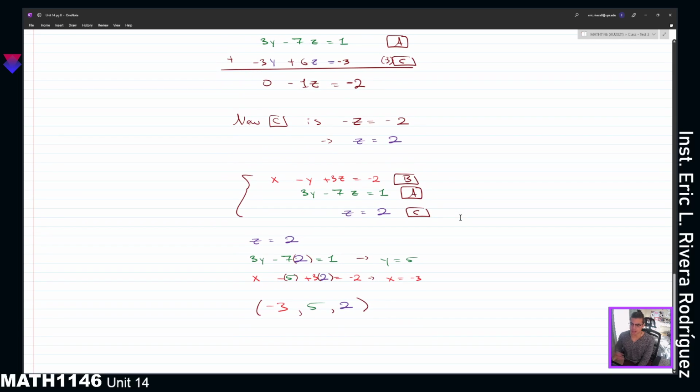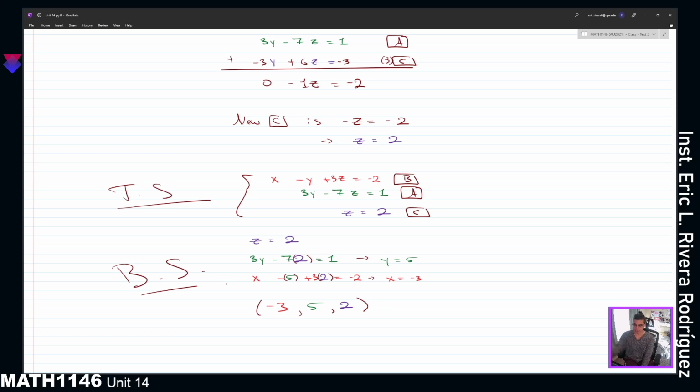Then I updated again the triangular shape, or the 3x3 system. Now we have a triangular shape. Once we have a triangular shape, we can do back substitution, okay? So triangular shape here, and then back substitution below. Back substitution, I start with the equation with just one variable, solve for that variable, in this case just z equal 2. Then I use that result on the equation that has two variables.